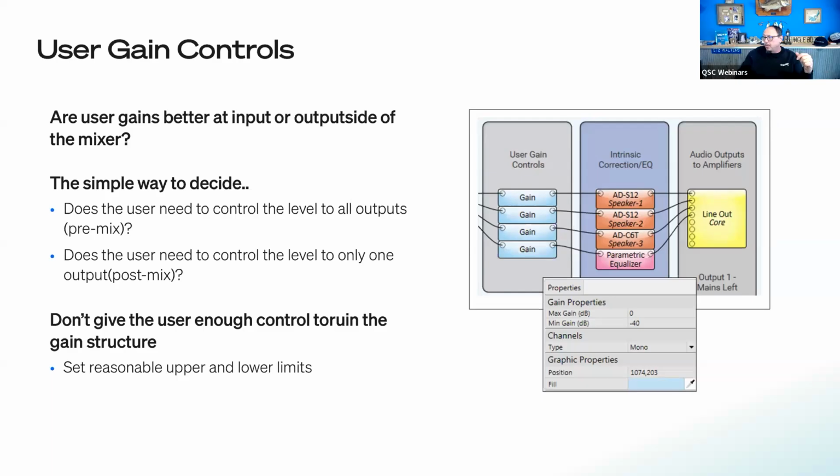Set reasonable upper and lower limits on your gain. In all the Q-SYS gain blocks, you can set a max gain and a minimum gain. By default, they go from plus 20 dB down to negative 100. I like to do negative 40, because if people turn it down to negative 40, they can still barely hear it, and then they don't blame the system for not working. They're like, oh, I need to turn up the volume on my laptop. Some people do 0 to negative 60. It just depends on what you want to do there.